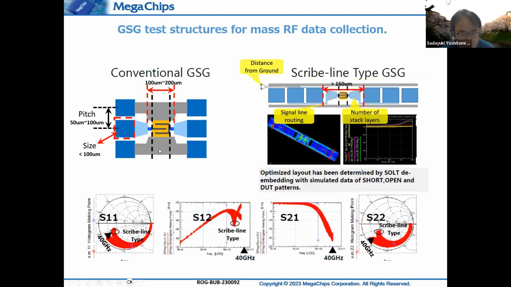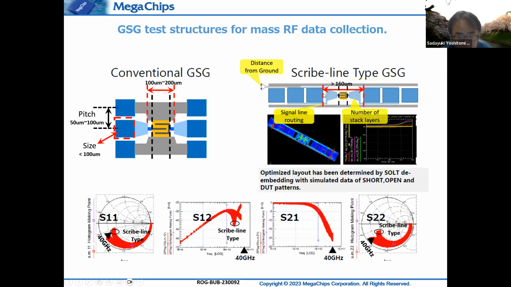Based on the usual GSG pattern, the approximate size is like 300 micrometers north to south and east to west. This is the usual conventional GSG test pattern, but it is not good at fitting the scribe line area. So we designed this scribe line type GSG pattern in order to fit the scribe line area.